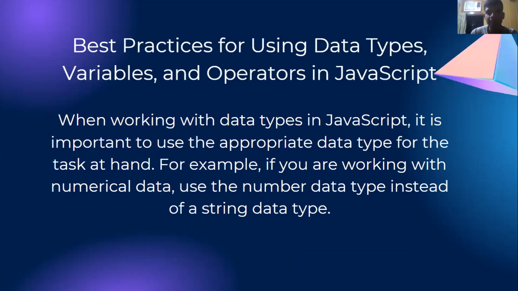Now, the best practices for using data types, variables, and operators in JavaScript are: when working with data types in JavaScript, it is important to use appropriate data types for the task at hand. For example, if you're working with numerical data, use the number data type instead of a string data type. When declaring variables, we use const whenever possible to prevent accidental reassignment of values. Additionally, we avoid using global variables, as they can cause conflicts and make debugging more difficult.